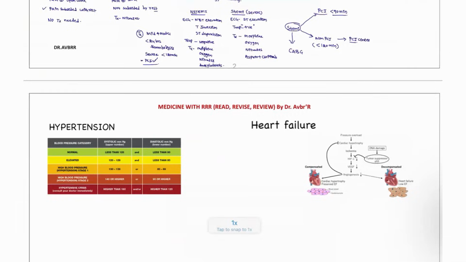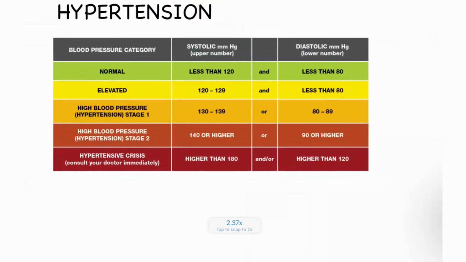Next, moving on to hypertension. Basically the classification is as per the 2017 guidelines, which we are still following. The patient with 120 to 129 and less than 80 is known as elevated blood pressure. What is stage 1? 130 to 139 or 80 to 89. This is considered hypertension stage 1. Then stage 2, high blood pressure, hypertension stage 2, is more than 140 or more than 90.